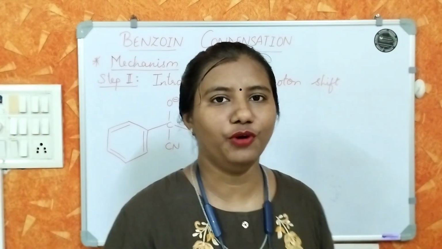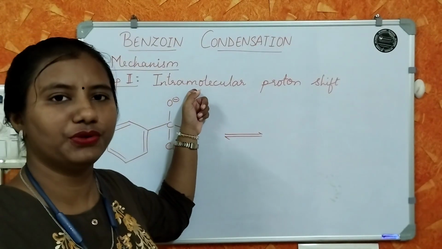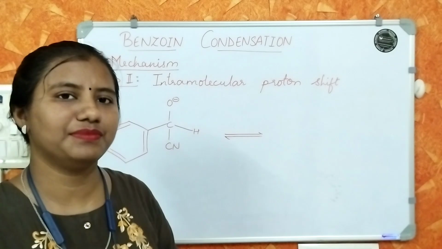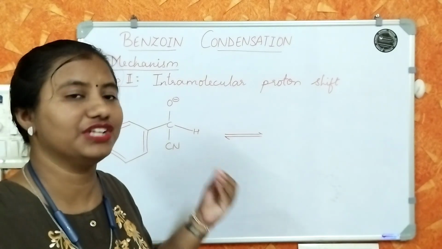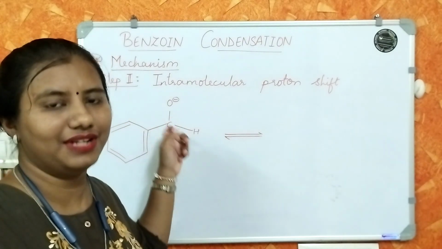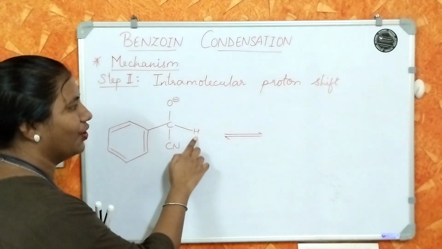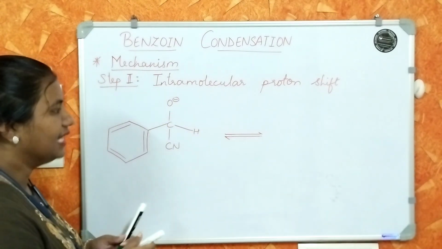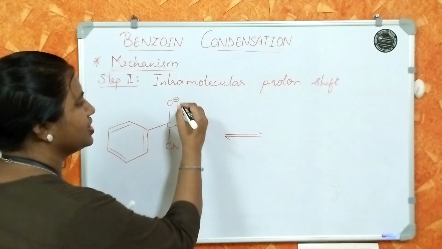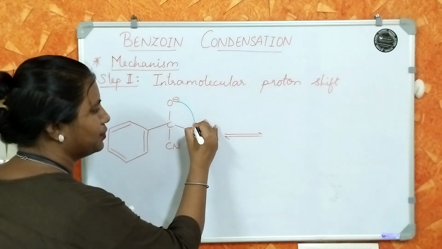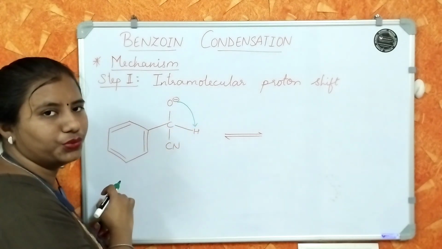In the second step, what we have is an intramolecular proton shift. What does that mean? That means a proton from the same molecule is going to shift to another position rather than staying at its own position. What we have here is this proton next to this oxygen. This oxygen with the negative charge is going to attack this proton to accept the proton towards itself.